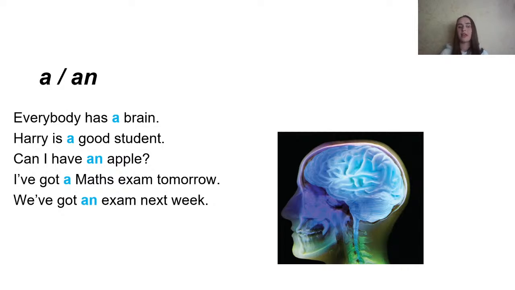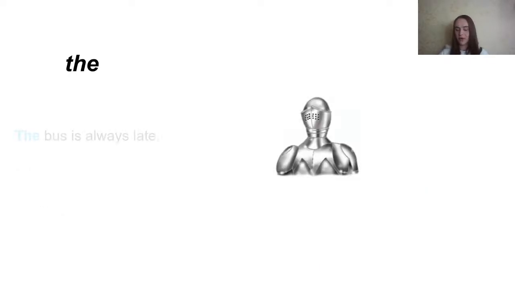I've got a math exam tomorrow. We've got an exam next week. So here you had these examples of how a or an may be used in a sentence when we talk about something for the first time. We have not mentioned this thing previously, so that is why we talk about it for the first time. This is indefinite, and the difference between a and an is just because of consonants and vowels.